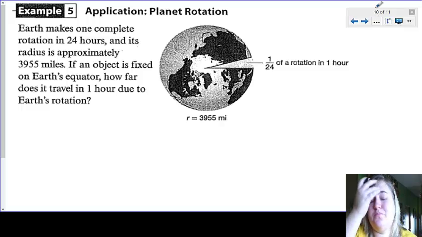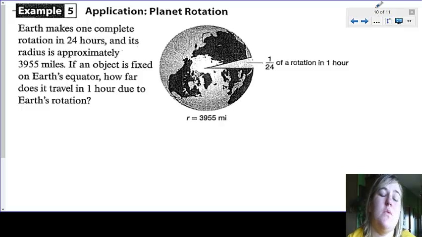Last example. Earth makes one complete rotation in 24 hours. Hopefully that's something you already know. And its radius is approximately 3,955 miles. If an object is fixed on Earth's equator, how far does it travel in 1 hour due to Earth's rotation? So they're wanting to know, whenever the Earth rotates and the object started here, in an hour, how far did it travel? So we are wanting to know that arc length.